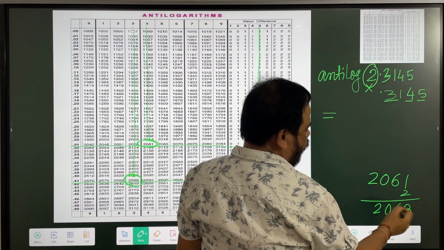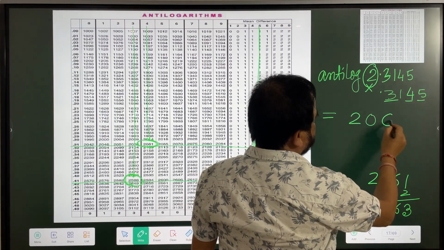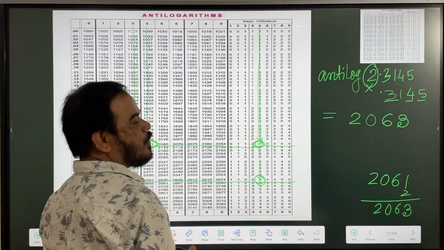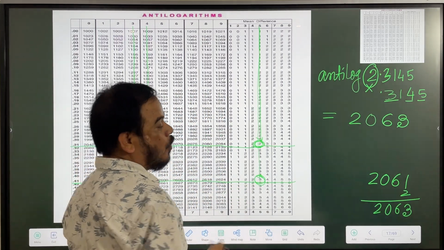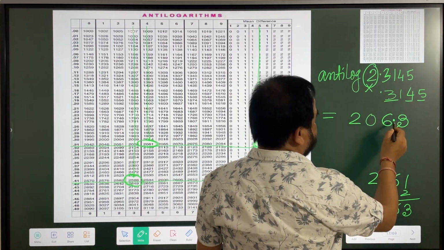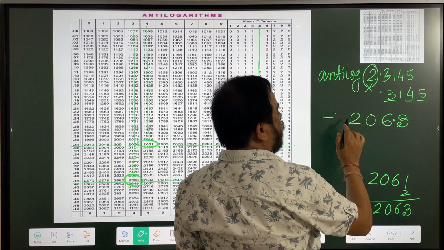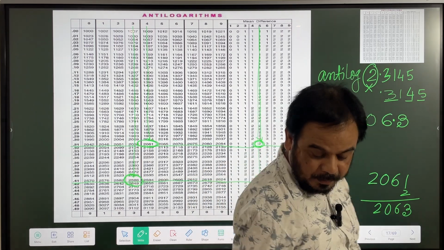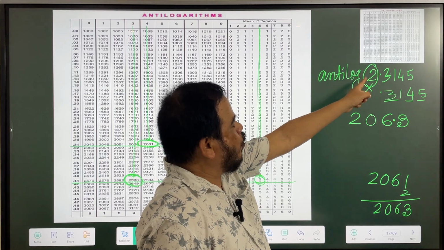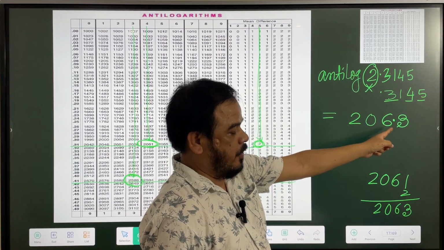So the antilog of 2.3145 is equal to 2063. Now where will we put the decimal? We will put the decimal here. Why? 1, 2, 3, then decimal. Because the characteristic is 2, so after 3 digits we will have to put the decimal.